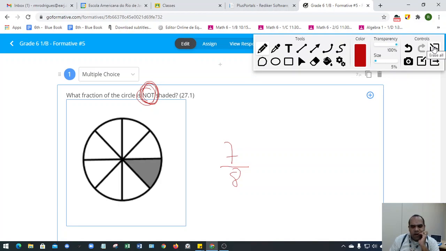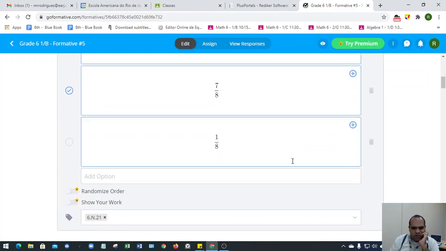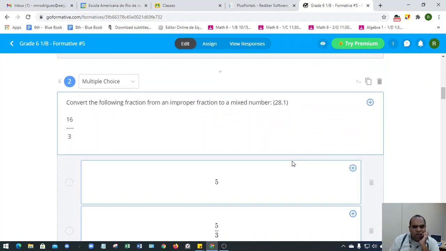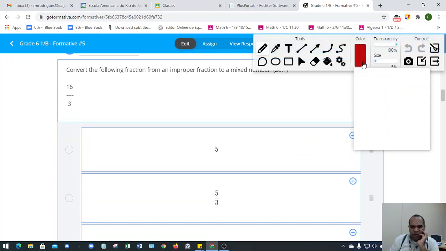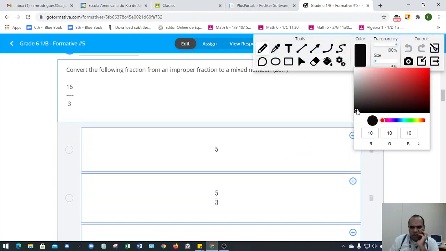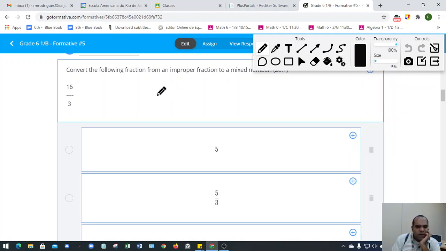Great. Right now, let's go to the next one. Let's move ahead. Convert the following fraction from an improper fraction to a mixed number. Guys, we did this a lot. I think you remember. Let me change the color here. Black right now. Great. Nice. Let's go ahead. What do I have to do? Just divide. Use the division chart to solve this.